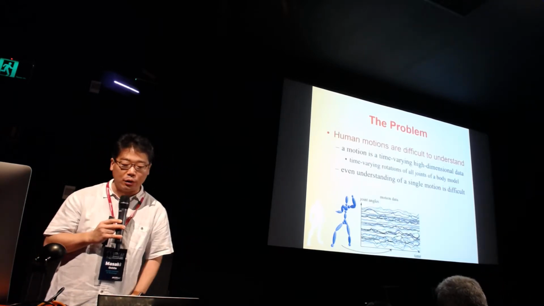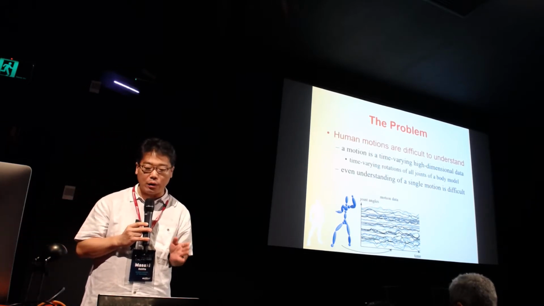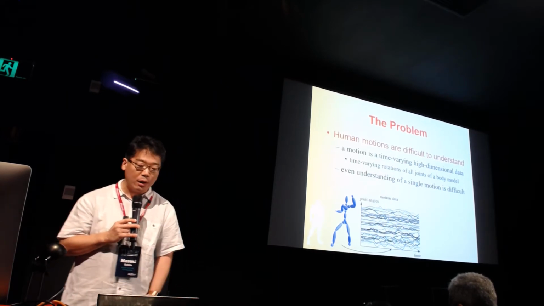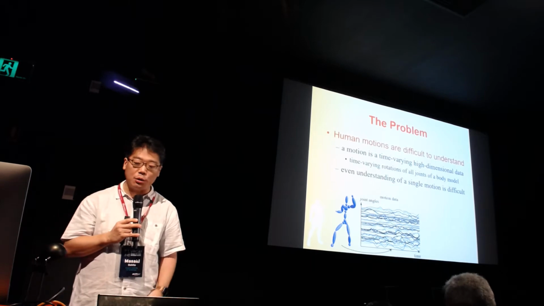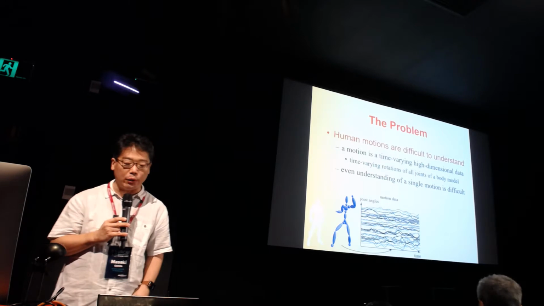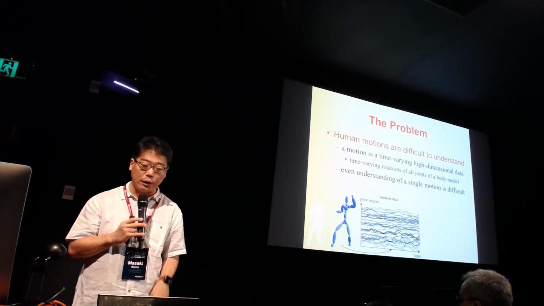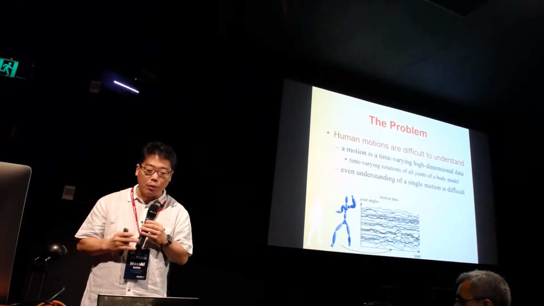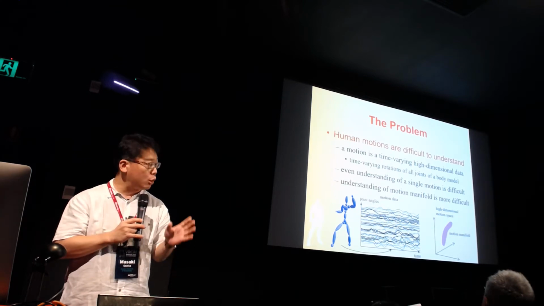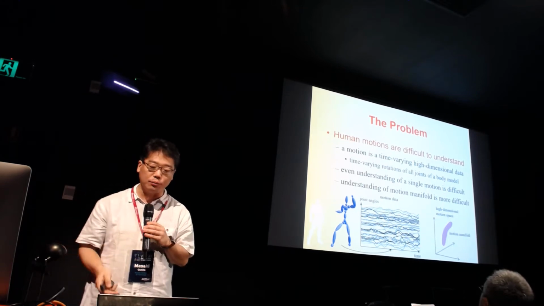The main problem is that human motions are difficult to understand because the motion is time-varying high-dimensional data, as shown in this graph. So even understanding of a single motion is difficult. And playing back a motion clip as animation is a common way to view a motion. However, because only one pose is displayed at a time during animation, it's difficult to understand the characteristics of the motion. And the motion manifold is a range within high dimensional motion space. So understanding of a motion manifold is more than understanding of just a single motion.